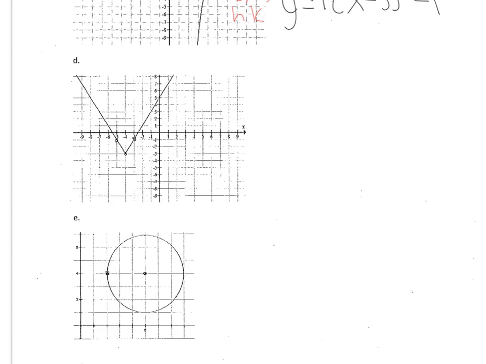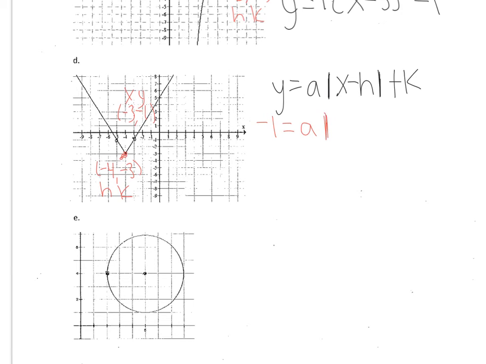It's absolute value. So we're going to write that out. Y equals a, absolute value, x minus h, absolute value plus k. And what do I have here? I have my h and my k is negative 4, negative 3. And I have another point at negative 3, negative 1. That's my x and my y. So I have negative 1 equals a, absolute value, negative 3, minus negative 4, absolute value, minus 3. I solve this and I get that a is 2.